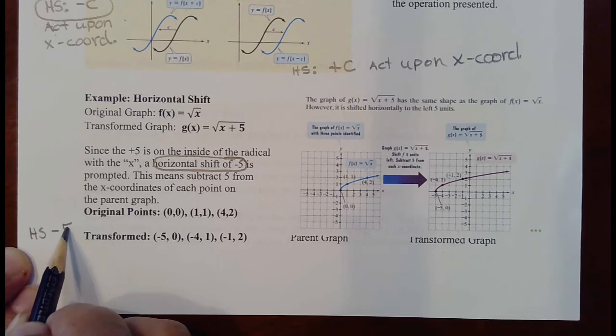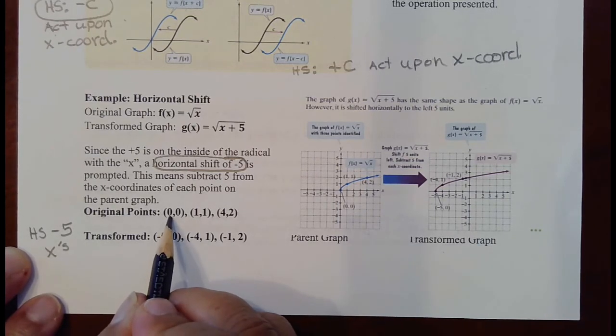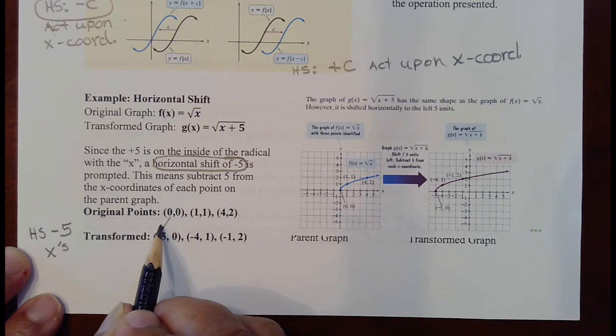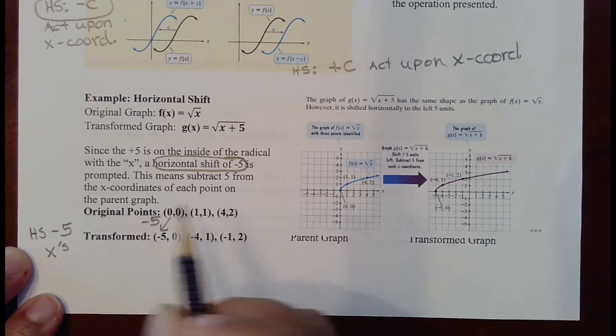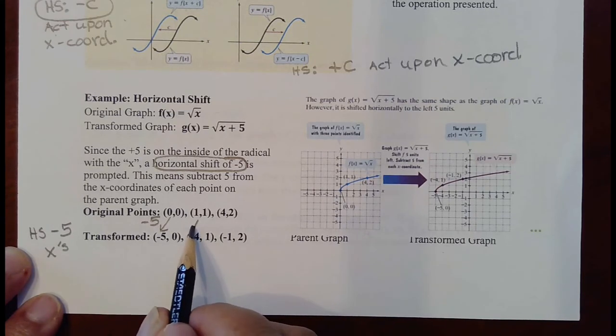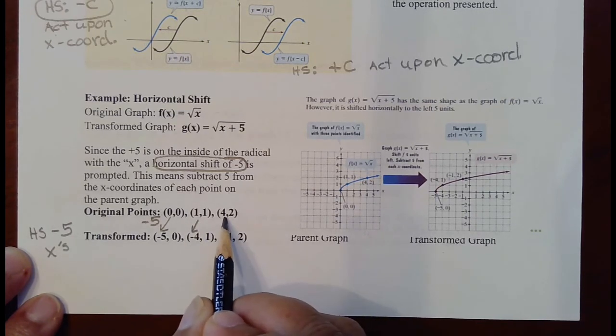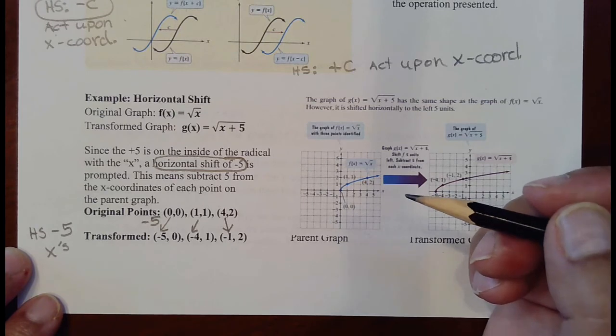So notice that it was 0, take away 5. And we're using minus 5 on each of these X coordinates. So 1 take away 5 resulted in negative 4. 4 take away 5 resulted in negative 1. Yet the Y coordinates have stayed the same. We were only working on the X's, and this is what we were doing. So that's still a 0, that's still a 1, that's still a 2.